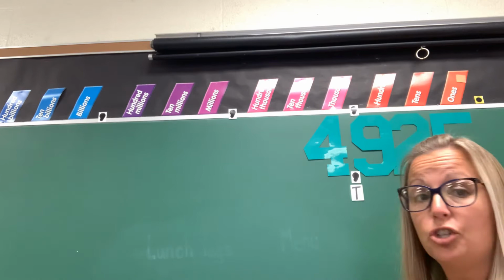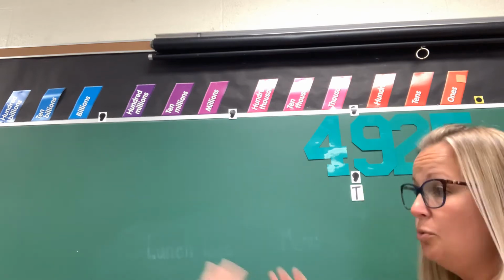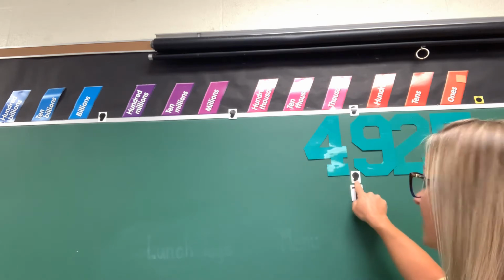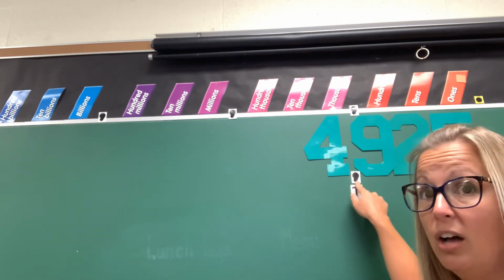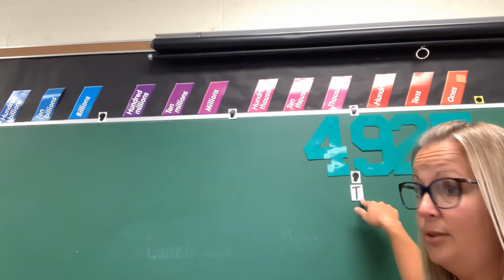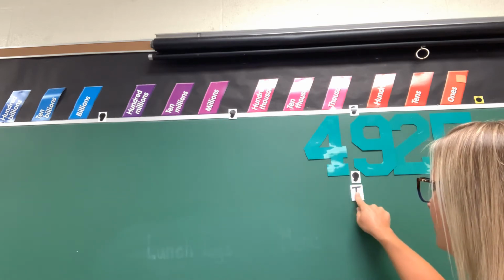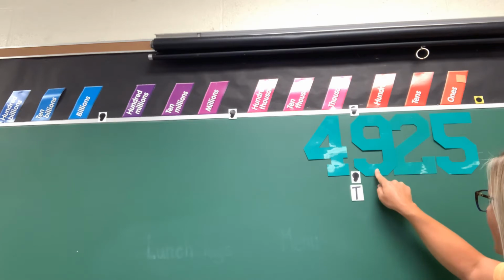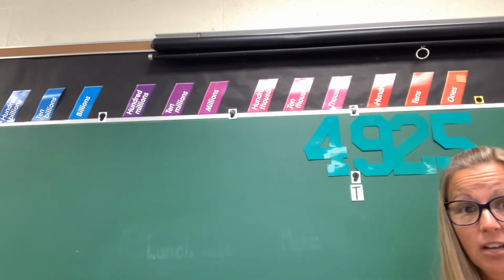Now I read it in little chunks, okay? Starting left to right like you would read when you were reading a book. This is a 4. And because I see that there's a comma there, I have to pause and say what place value it's in. So I have to say 4,000. Now I read this as a chunk. And that is 925. And I'm done.